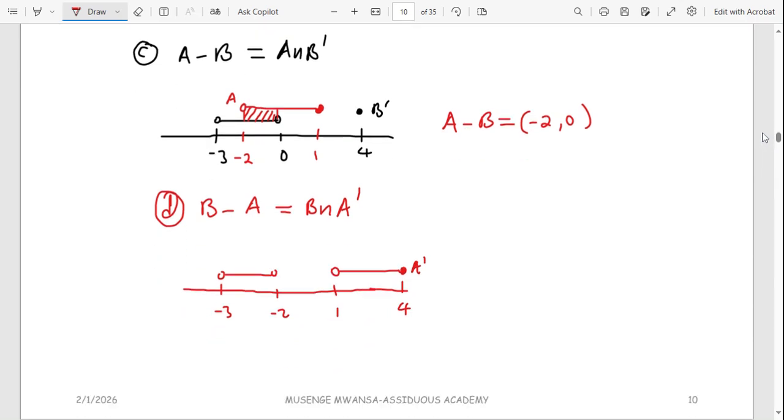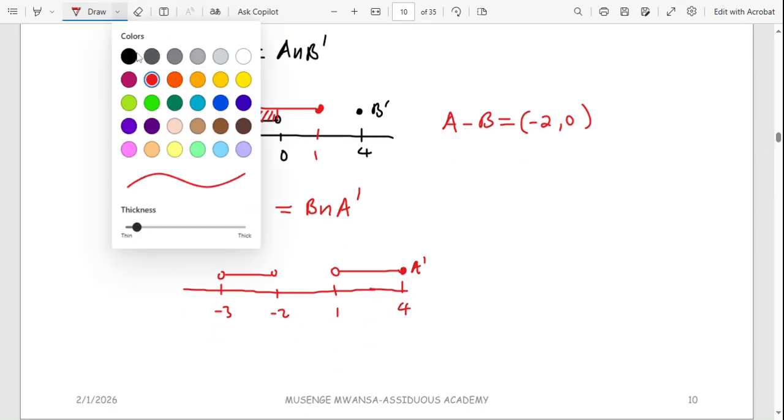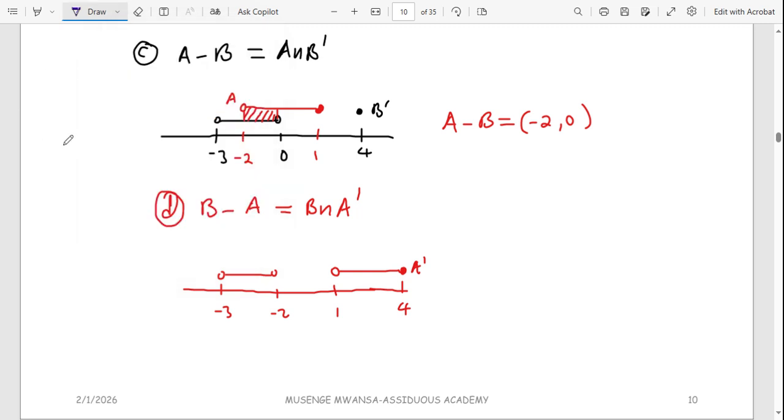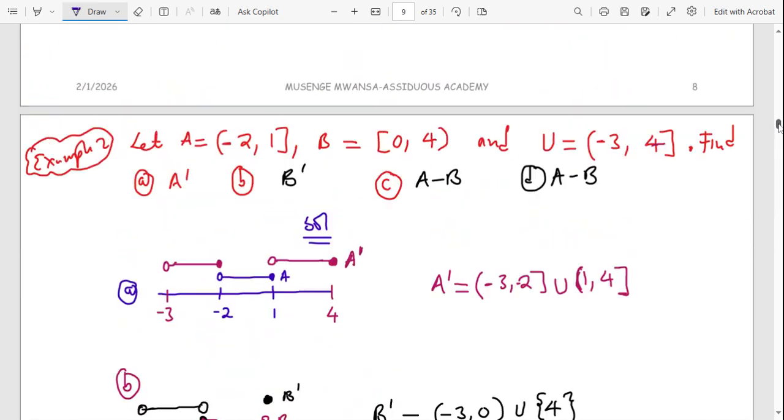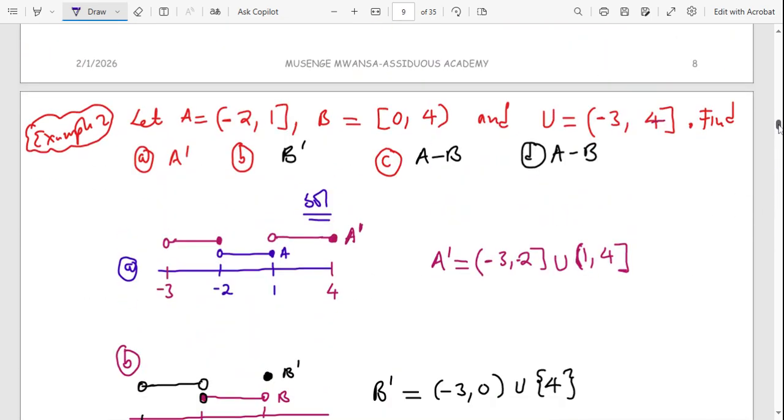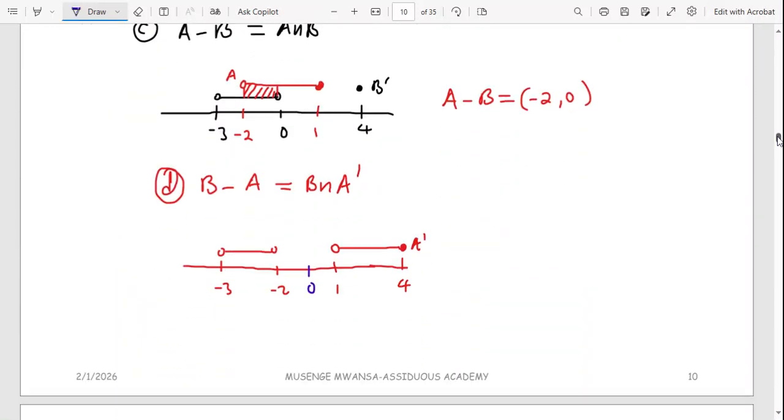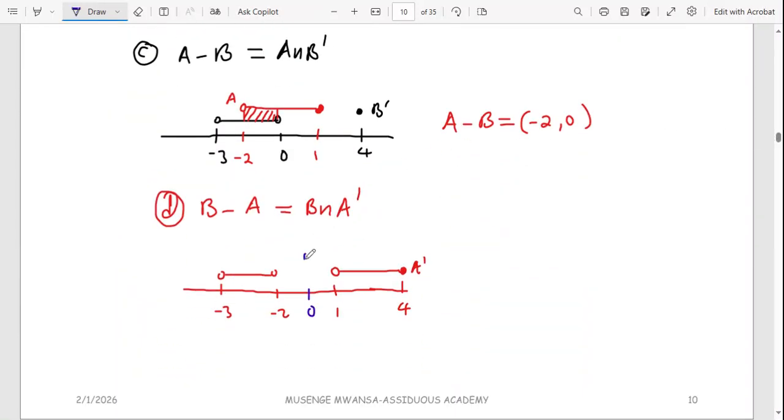So 0 to 4. So 0 is going to be somewhere here. Okay, let me look at B again. We are not including 4, but we are including 0. So this will be shaded, but at 4 will not shade. That's set B. So where this is intersecting is going to be like this.